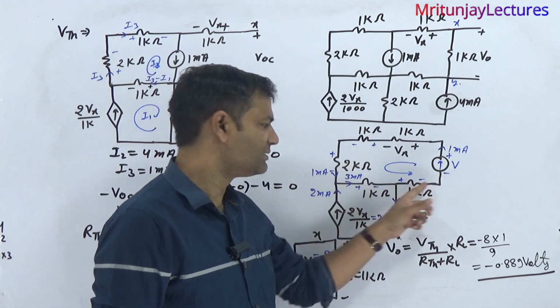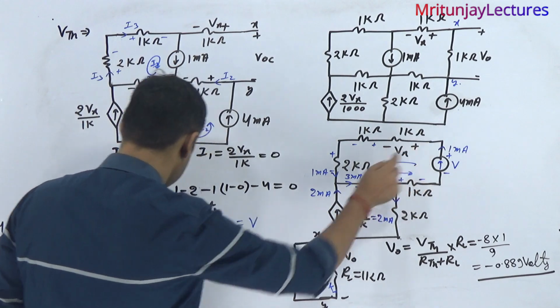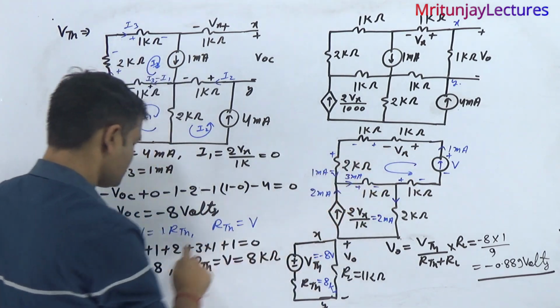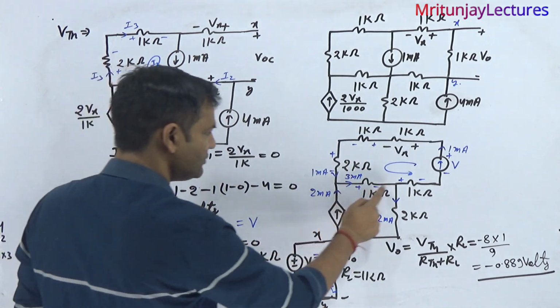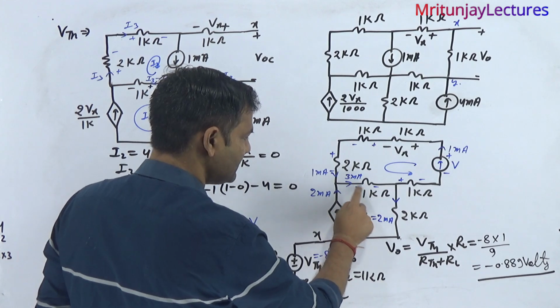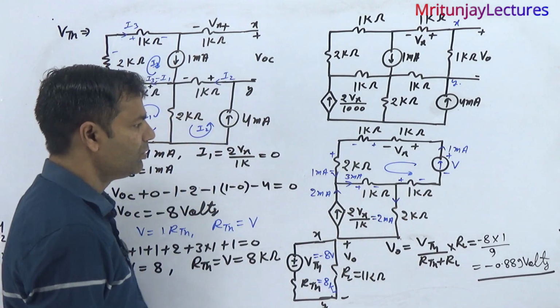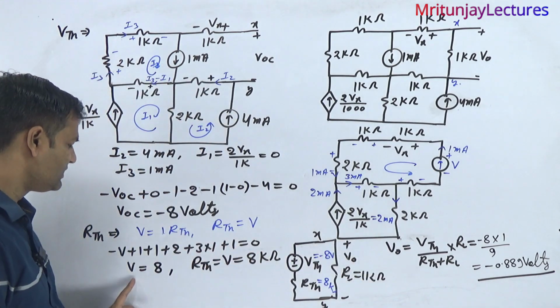So apply KVL in this loop. Minus 2 plus minus V, plus 2 into 1, that is 2, and 3 into 1, that is 3, and 1 into 1, that is 1. This is equal to 0, so V is equal to 8.